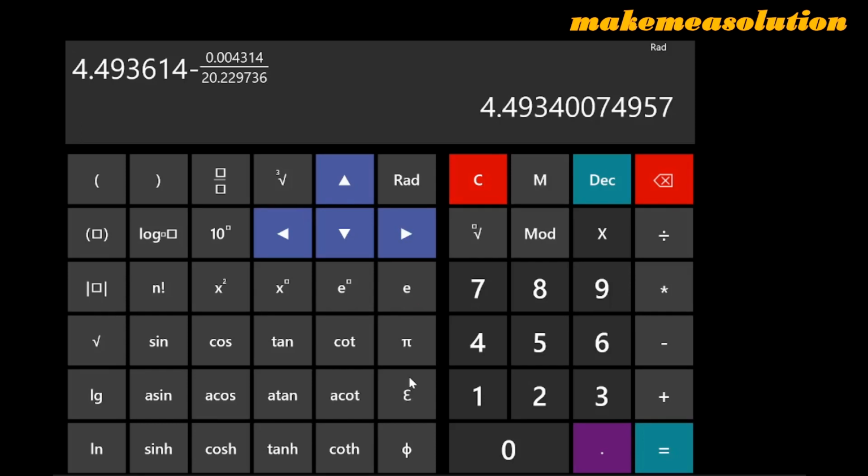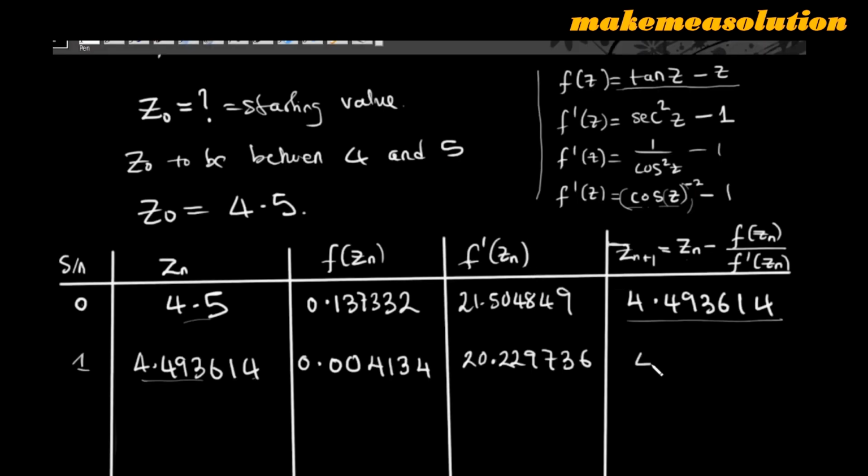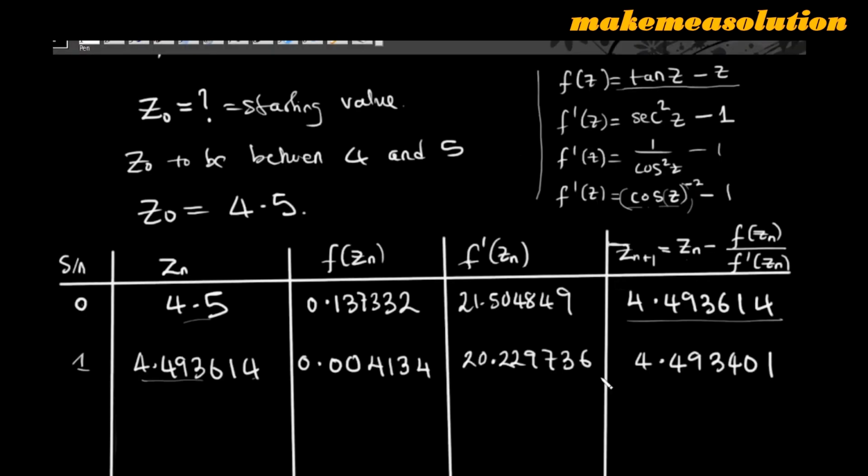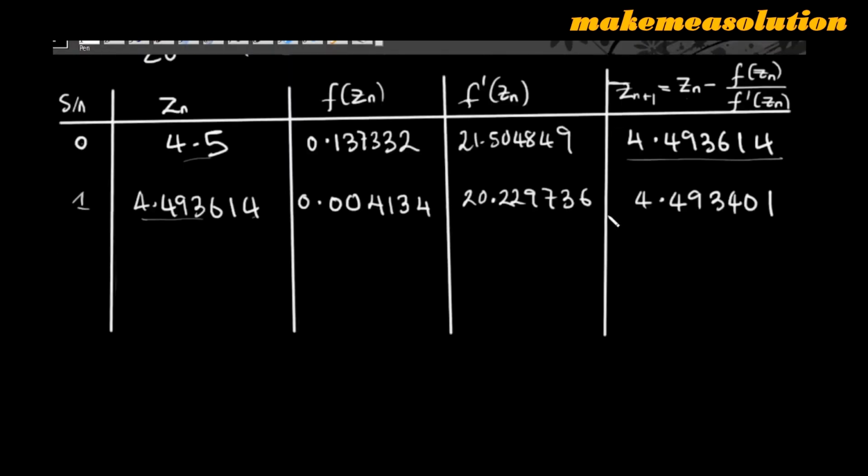And this gives me 4.4934 and 0.1 approximately, to 6 decimal places. So we're going to continue our iteration by setting this value as the new value, 4.4934. We have 0.1. Then we're now going to compute our f of z.